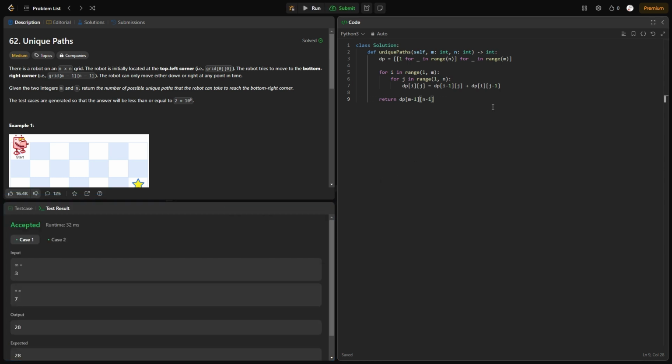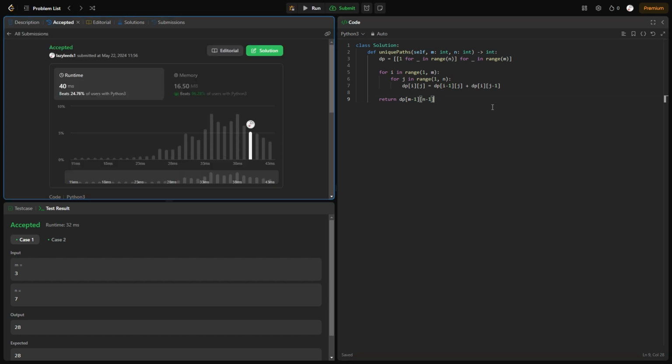Cool, that worked. Let's submit it. Nice. So that was a nice and easy warm-up for the 2D types of dynamic programming questions.